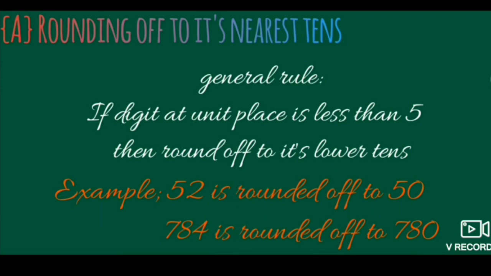While rounding off a number to its nearest tens, the general rule is that if the digit at units place is less than 5, then we can round off the number to its lower tens. For example, on rounding off 52 to its nearest tens, we will get 50 because the digit at units place is 2. Similarly, on rounding off 784 to its nearest tens, we will get 780 because here also the digit at units place is 4, which is less than 5.